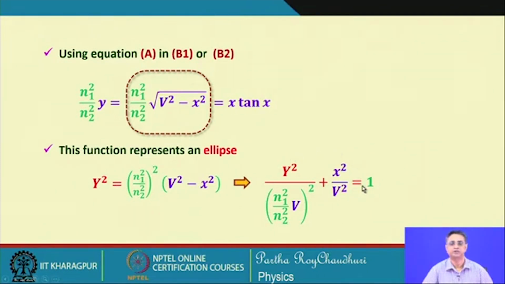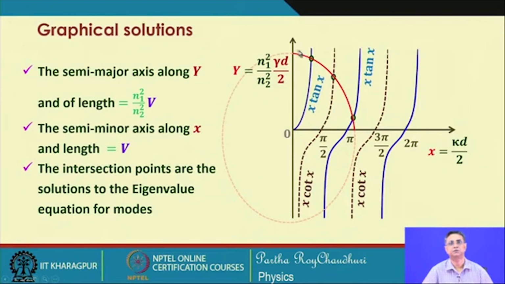So, in this case, it is not a circle, the intersection of the circle with the graphs that we saw in the case of TE modes, but it is the ellipse, the equation of the ellipse that gives you the solution through the intersection with the graphs. So, you can look at this ellipse, it has this y as the semi major axis along y, which will be of length equal to this, and semi minor axis along this, because n1 is greater than n2. So, this quantity is more, and this quantity is just V. So, this factor times this will be the ratio of the semi major and minor axis.